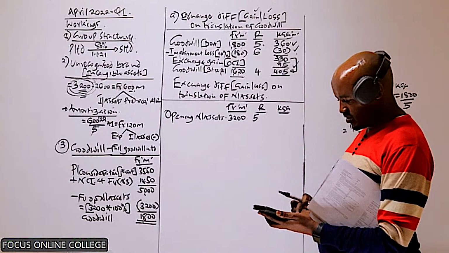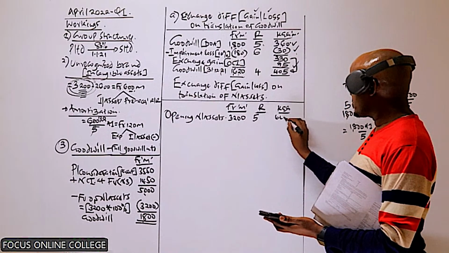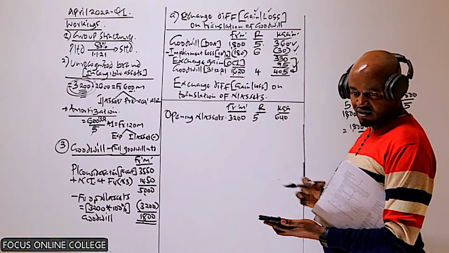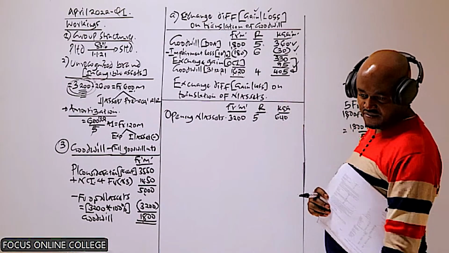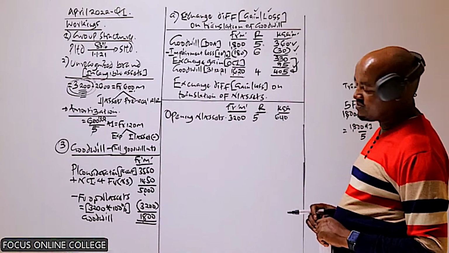That will give us what? 32 divided by 5, which will give us 6.4. Are you getting 640?